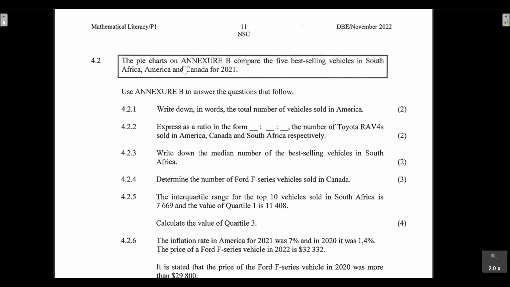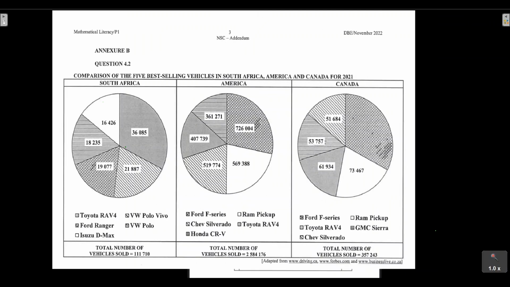The pie chart on Annexure B compares the 5 best-selling vehicles in South Africa, America, and Canada for 2021. So let's have a look at this Annexure B that we are being told about. Annexure B gives the comparison of the 5 best-selling vehicles in South Africa, in America, and in Canada for 2021. The first block tells us about the total number of vehicles that were sold in South Africa in 2021.